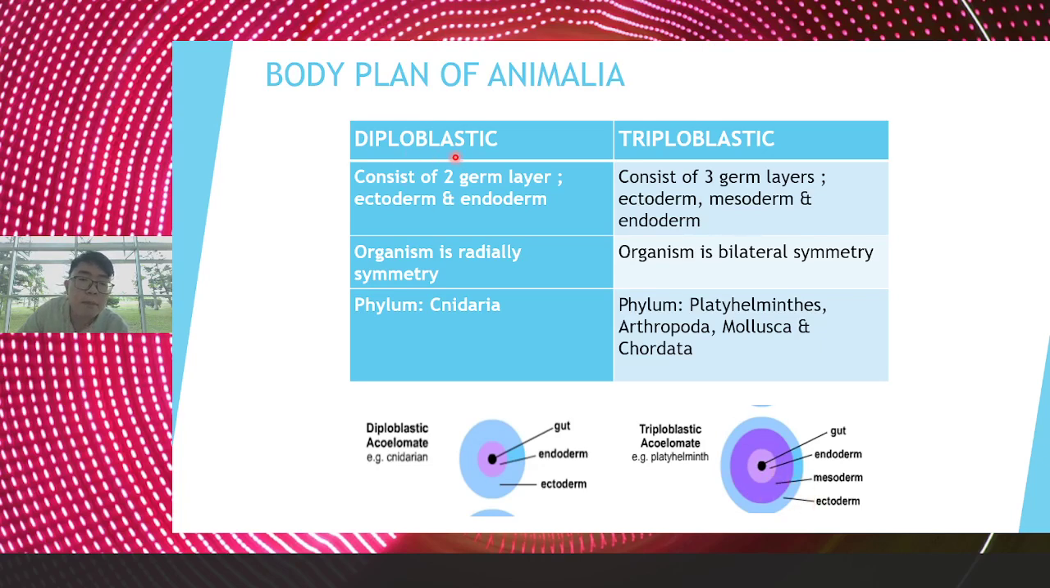But for diploblastic, it is special. It only contains 2 germ layers, ectoderm and endoderm only. It does not contain mesoderm.